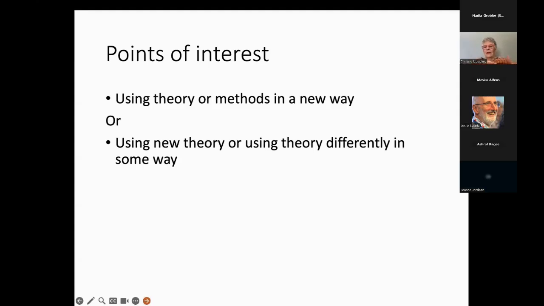Have you used the theory to see the problem differently, the phenomenon differently, to reveal something new about the problem or the theory or the phenomenon? Have you used the theory in a new way? Have you used the theory differently? So think hard about that.